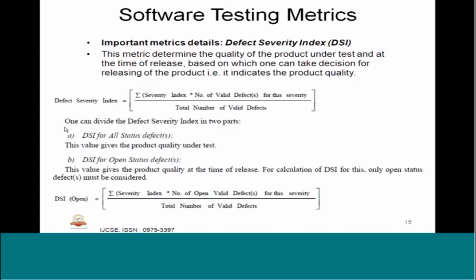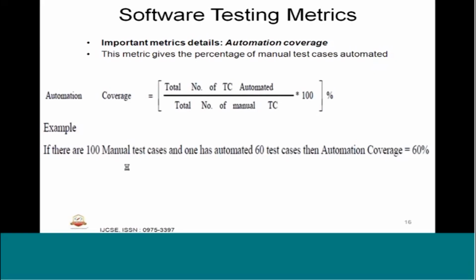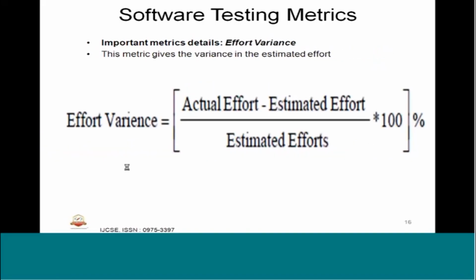That can be divided into two parts: severity index for all status defects, and severity index for open status defects. Similarly, for automation coverage, we report the total coverage percentage. For example, if 60 test cases out of 100 tests are automated, then the automation coverage is 60%.